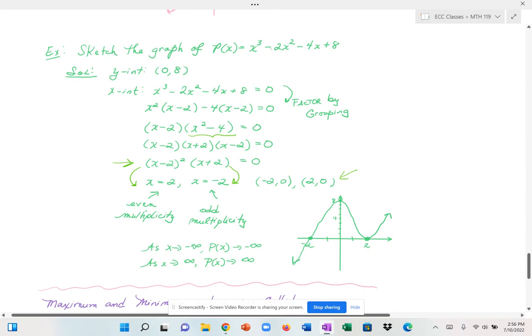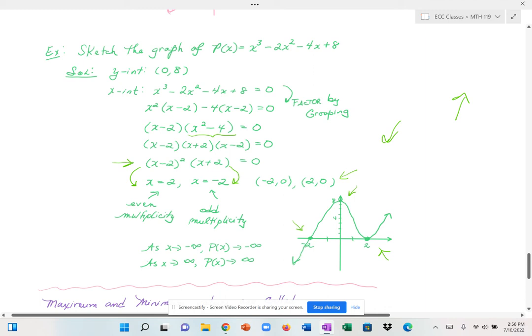Leading coefficient is positive, degree is odd, so it should be dropping to the left and rising to the right. That's from the table I showed you earlier. And then I put these points together. Here's negative 2, 0. Here's 2, 0. Here's my y-intercept at 0, 8.